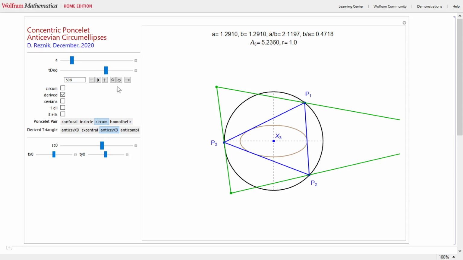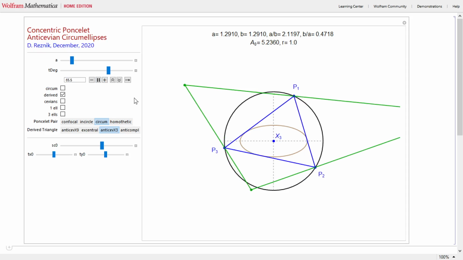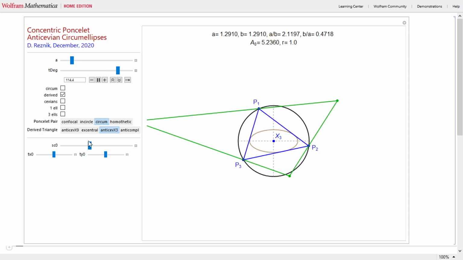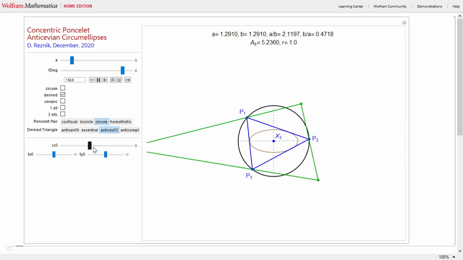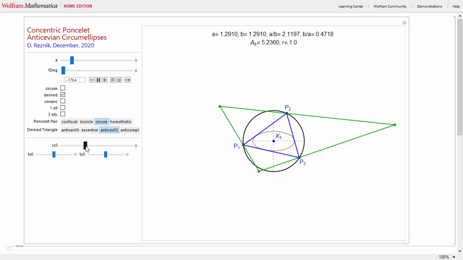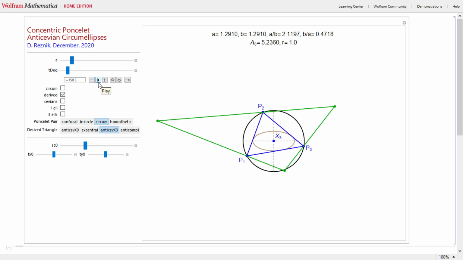Here's the anticevian triangle. It goes out to the left and right sides a bit more, so it's a more eccentric triangle in that sense. More spread out. Now it is the anticevian of this family in the sense that if I draw the 3 cevians of the green triangle which pass through x3, I get the blue triangle.